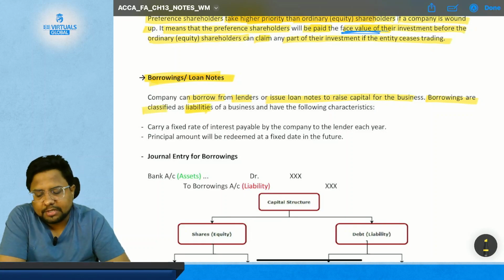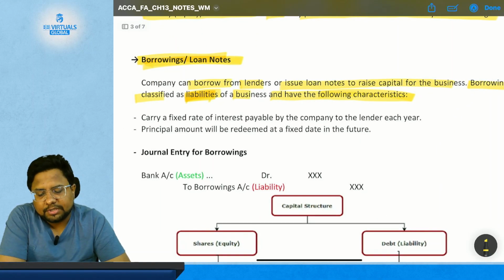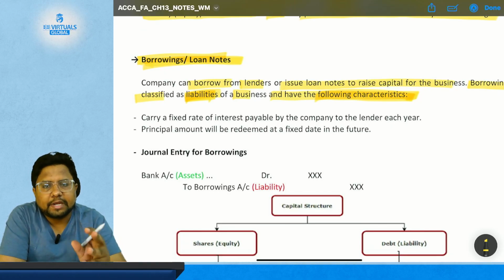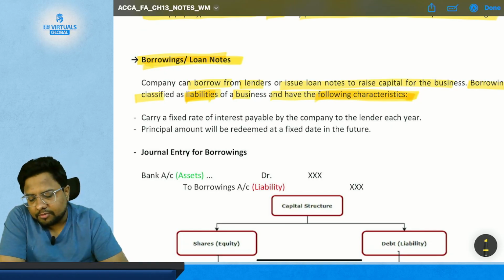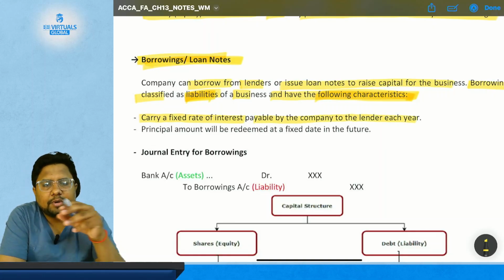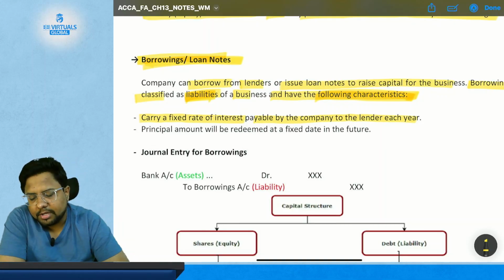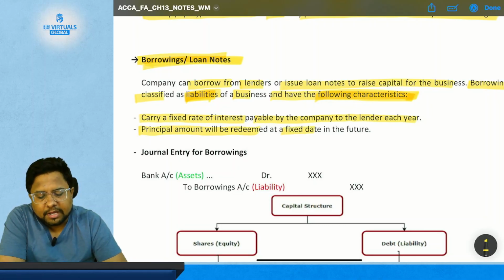We all know borrowings are classified as liabilities for a business and have the following characteristics, or you can say features. Features and characteristics are the same. First, it carries a fixed rate of interest payable by the company to the lender each year. Second, the principal amount will be redeemed at a fixed date in the future.